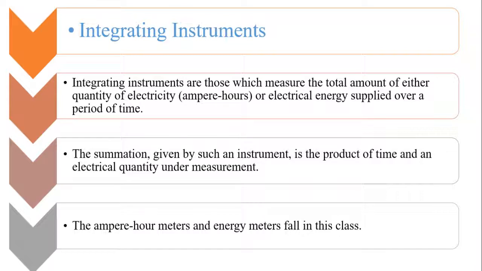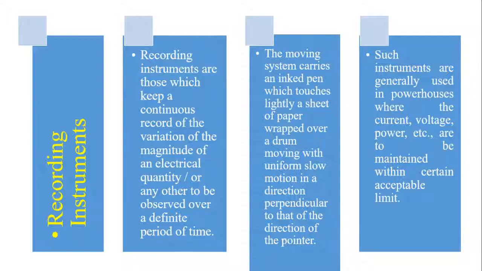As explained, these are instruments which measure the total amount of either quantity of electricity, that is ampere hour, or energy supplied, that is watt hour, over a period of time. The summation of such instruments is the product of time and the electrical quantity under measurement. The AH meters and WH meters fall in this class of instruments. The next category is the recording instrument.